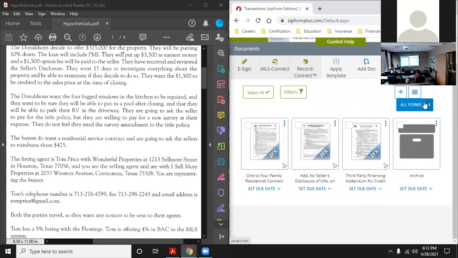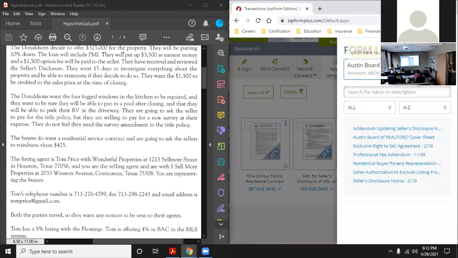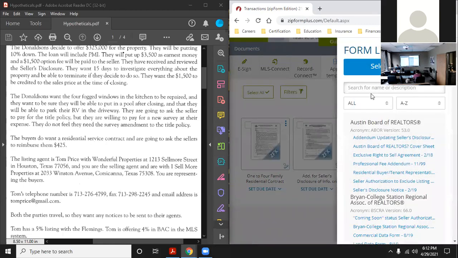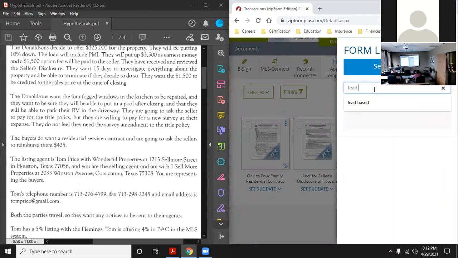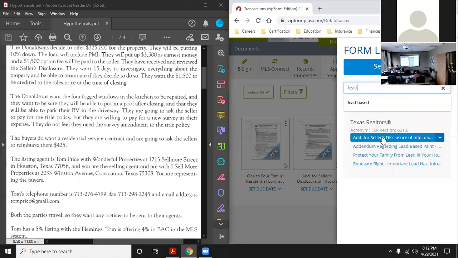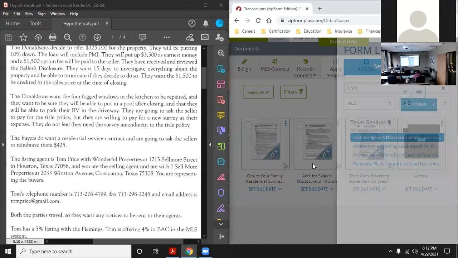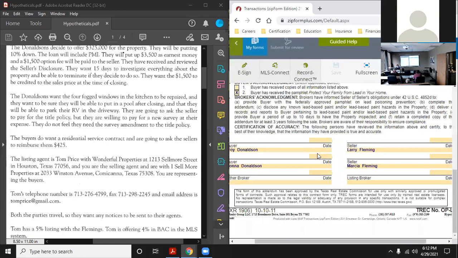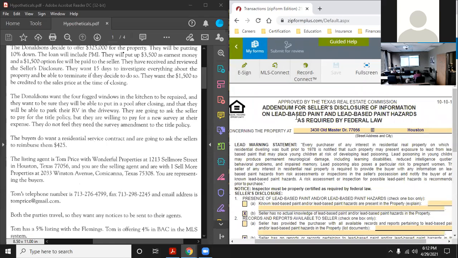All right, and then the last thing it asked for was a lead-based paint addendum. I actually didn't add that in for some reason. Okay. Oh, that is what it is. My bad. I saw seller's disclosure. I thought it was something different.